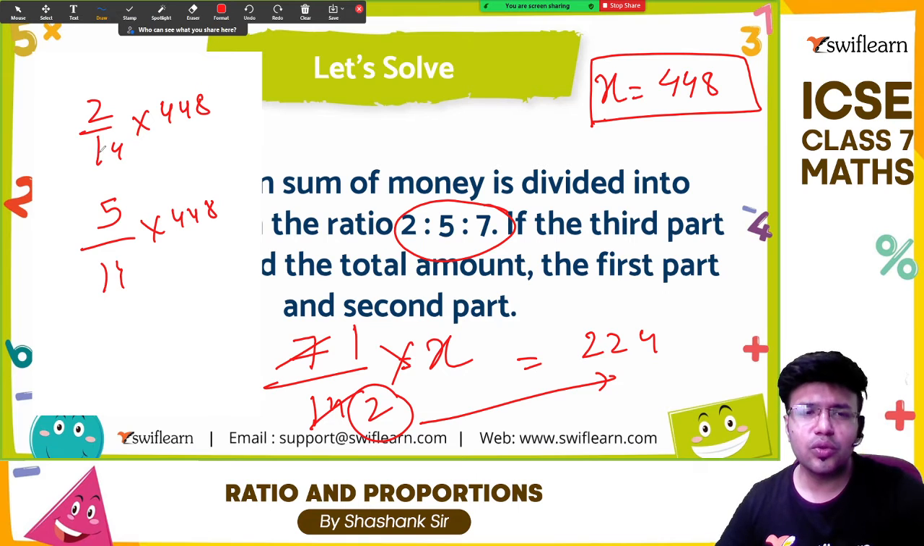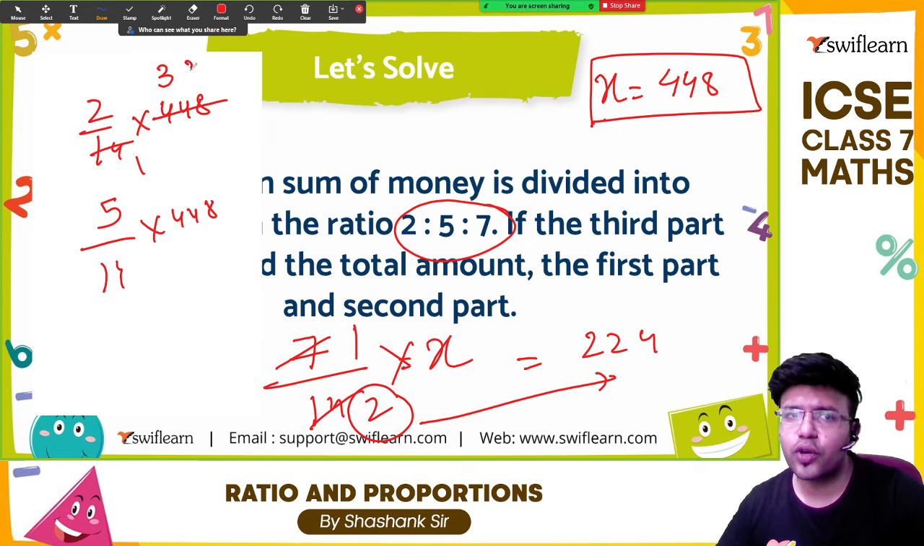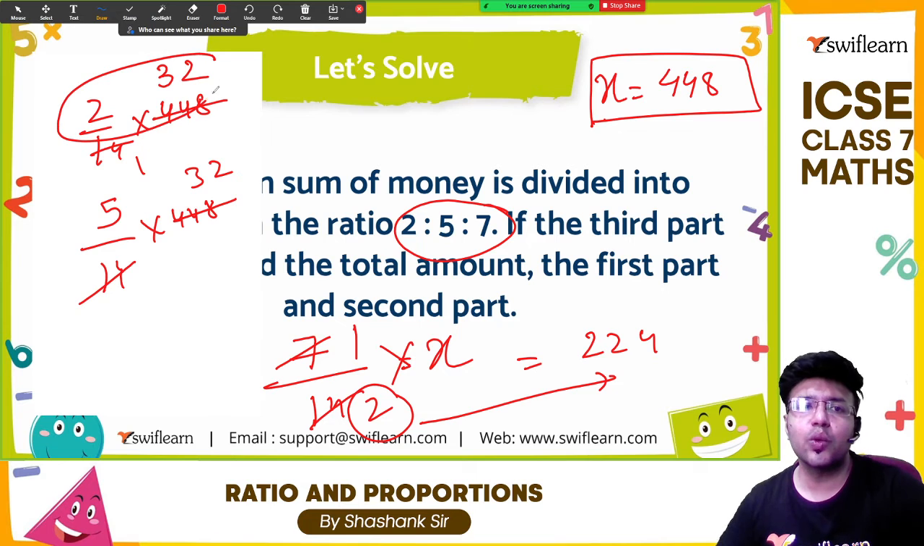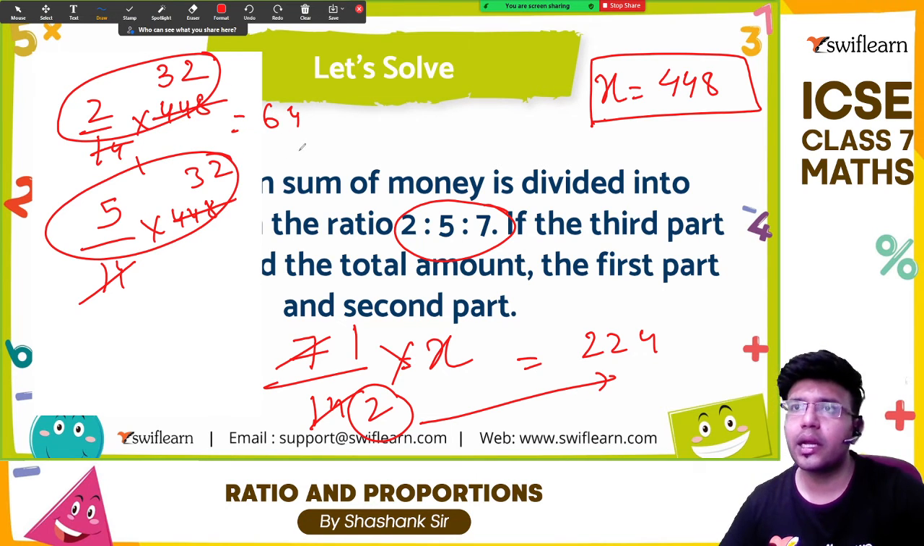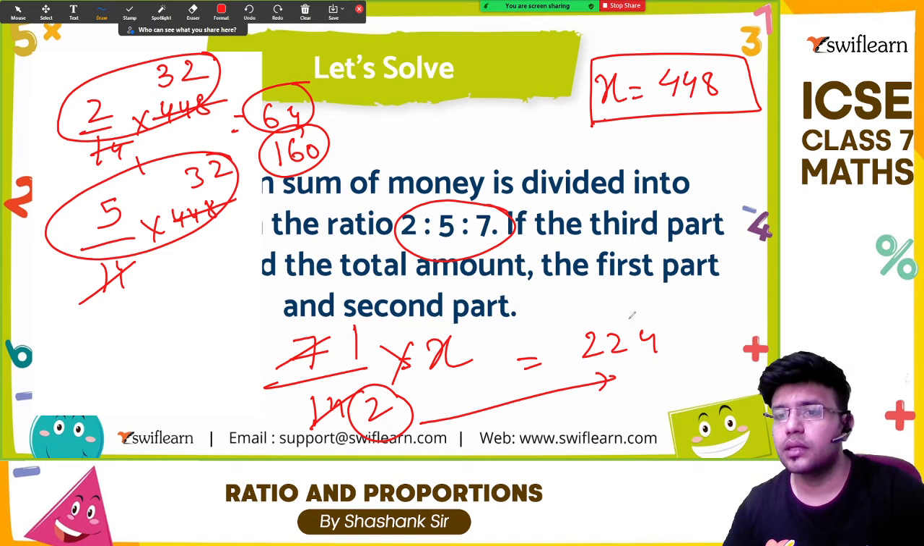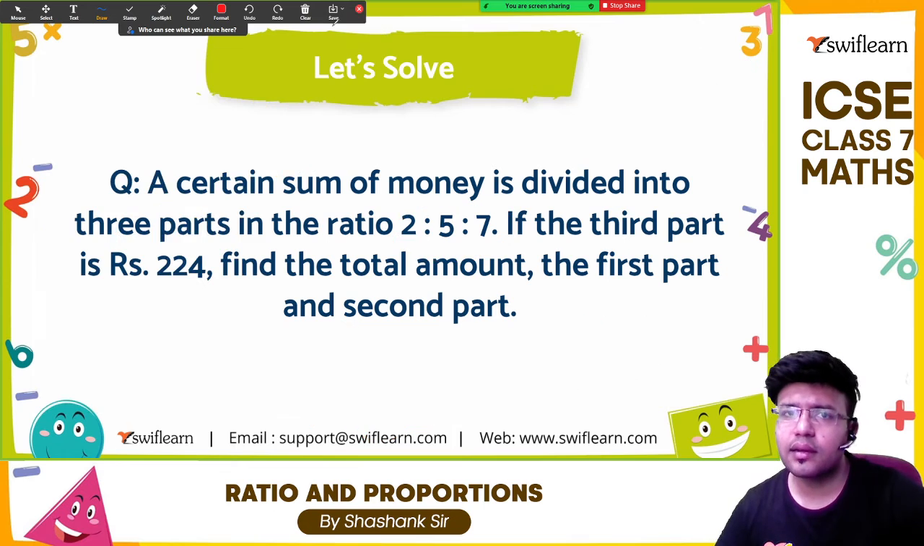Okay, so 14 ones are 14, 14 threes are 42, 14 twos are 28. This is 32. 32 times 2, 64 rupees. 32 times 5, 320 and half of that, 150 and 10, 160. Okay, these are the three parts. Add them all, you get 448.